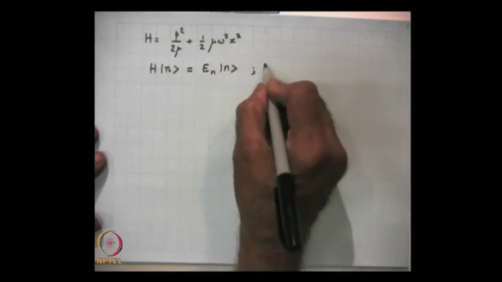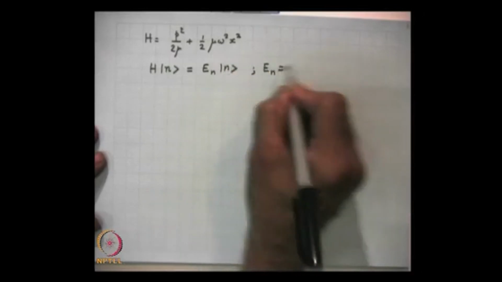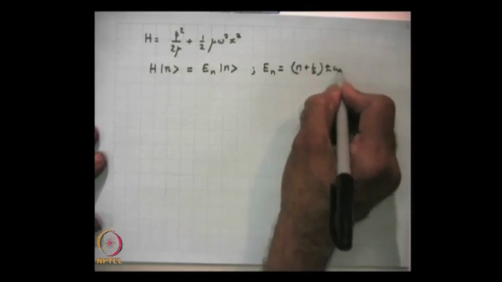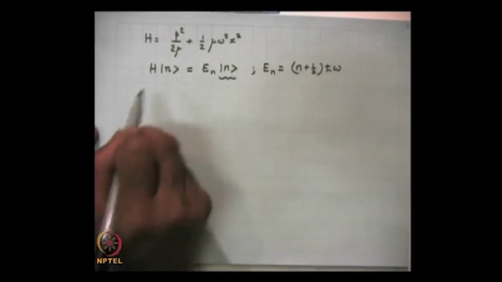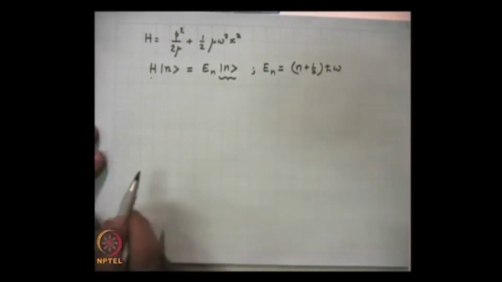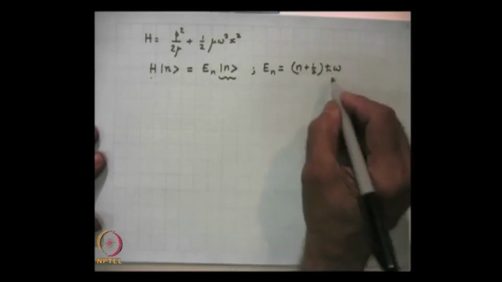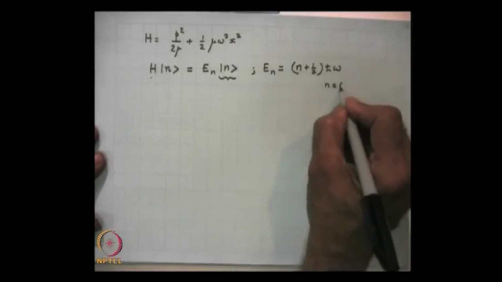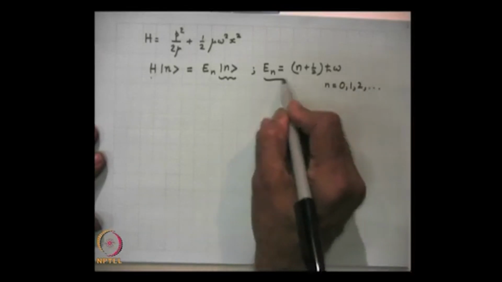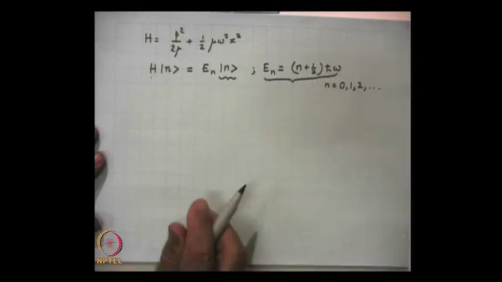where E n is equal to n plus half h cross omega. These are the orthonormal eigenkets of the operator H belonging to the eigenvalue E sub n, where E n is equal to n plus half h cross omega and n is equal to 0, 1, 2, 3. So, the eigenvalue spectrum that we get is the same as we had obtained by solving the Schrodinger equation.